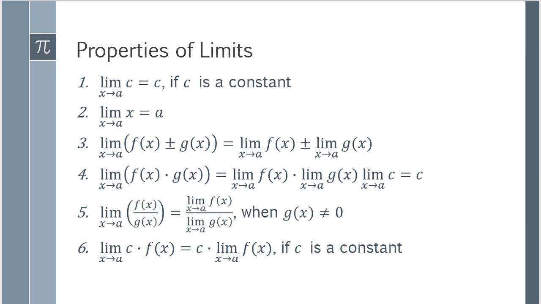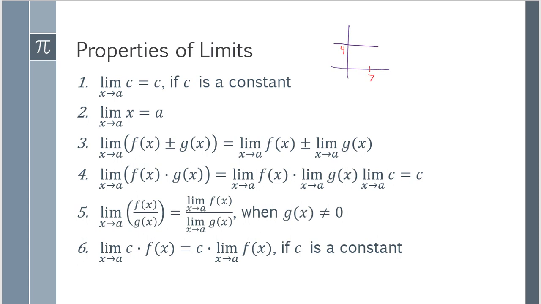So the first is the limit of a constant. The limit as x approaches a of a constant is the constant. And what that's really saying is if I had a function that is constant, like 4, the limit, it doesn't matter what x is approaching. So if x is approaching 7, my function's always at 4. It's not ever going to be anything else. So it has to approach the 4.